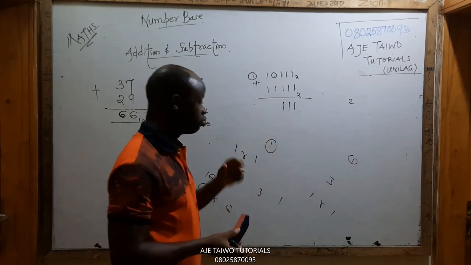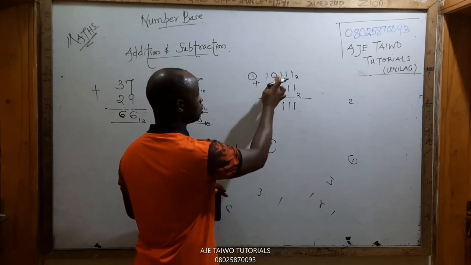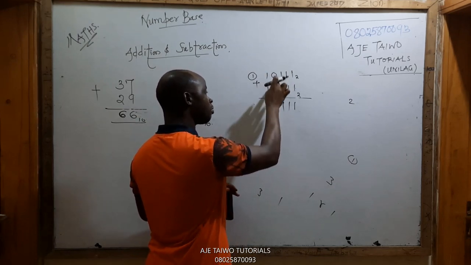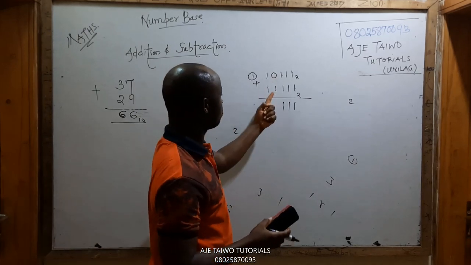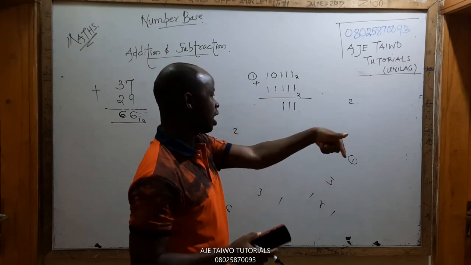0 plus 1 means 2. 0 plus 1, 2. See, this was 0. I mean, sorry. 0 plus 1, 1. Plus the 1 you are carrying, making 2. Look at it. 0 plus 1. 1 plus 1 you're carrying, making 2.